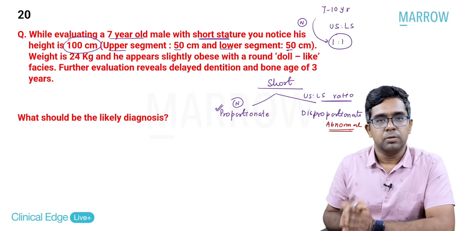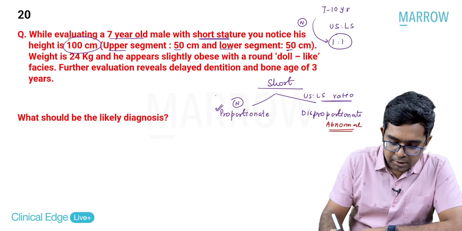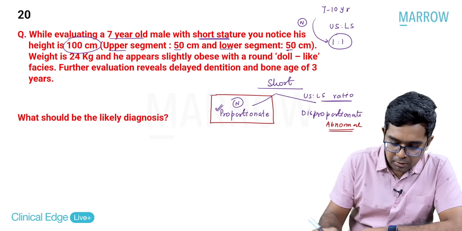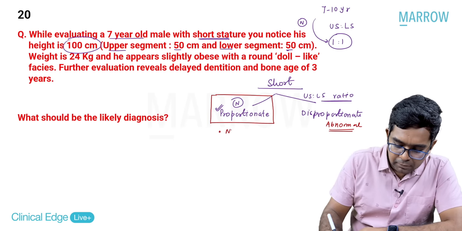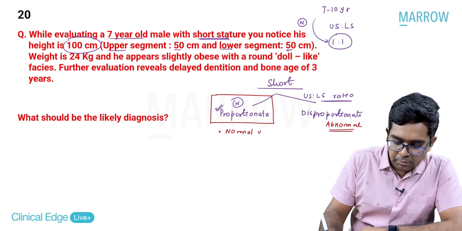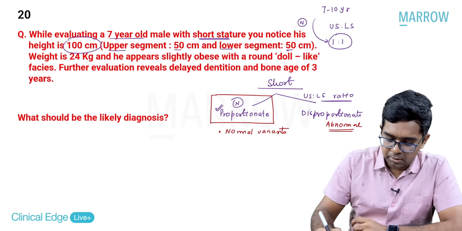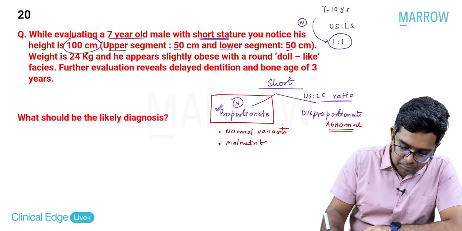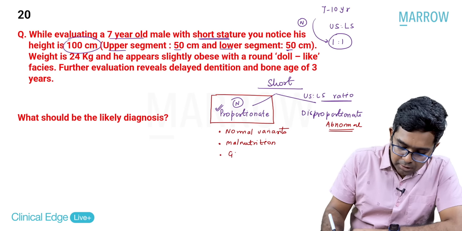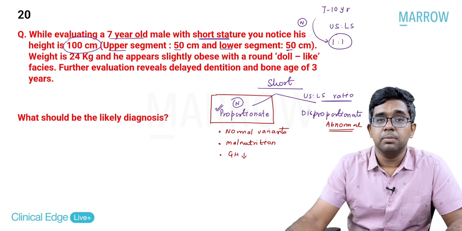Okay, so in this particular child, we are dealing with a short stature, number one. Number two, it's a proportionate short stature. There are many conditions which can cause proportionate short stature. For example, all normal variants. I was discussing sometime back, what are the normal variants? Constitutional delay and familial short stature, they have proportionate short stature. Even malnutrition cases have proportionate short stature. And growth hormone deficiency also, you have proportionate short stature only. So, all these possibilities can be there.